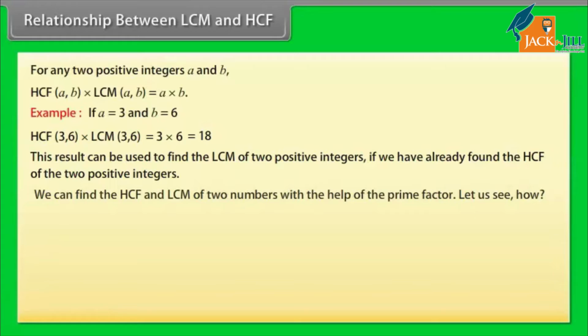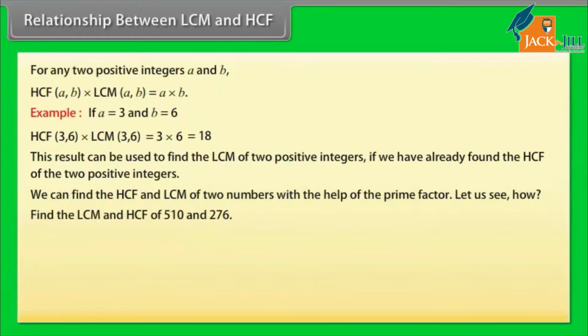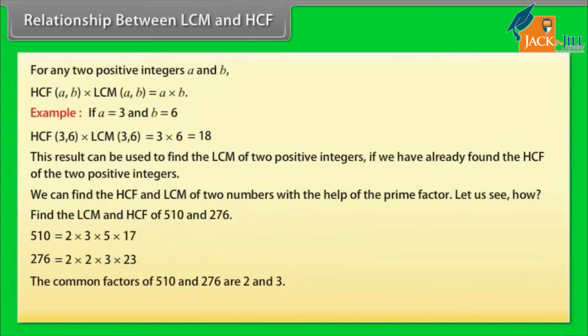Let us see how. Find the LCM and HCF of 510 and 276. 510 is equal to 2 into 3 into 5 into 17. 276 is equal to 2 into 2 into 3 into 23. The common factors of 510 and 276 are 2 and 3. Thus, the HCF is equal to 2 into 3.